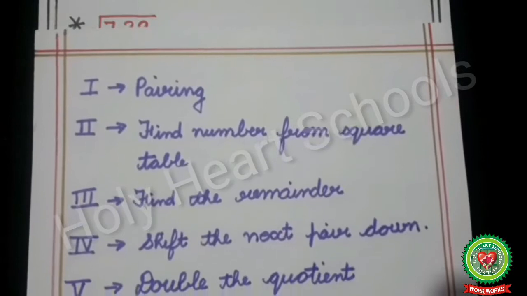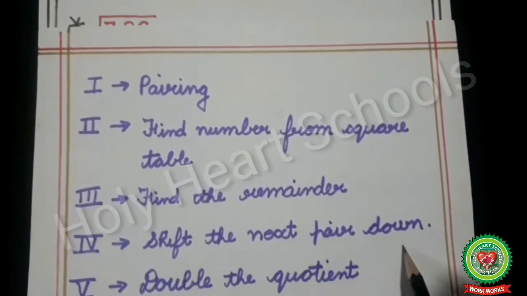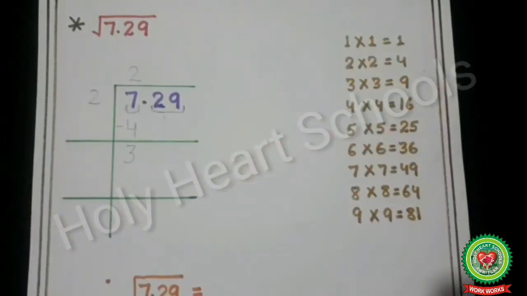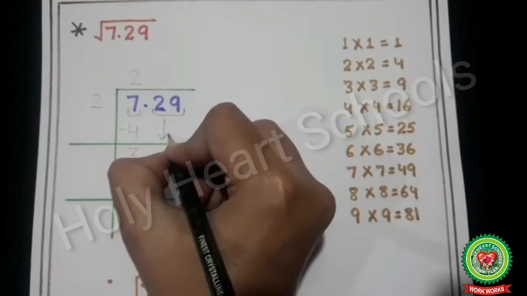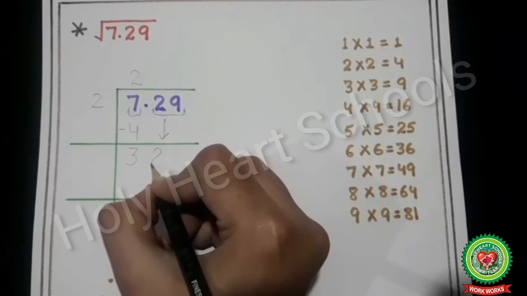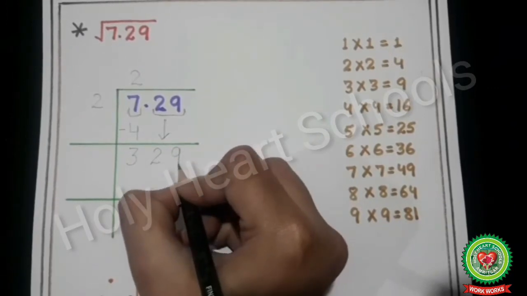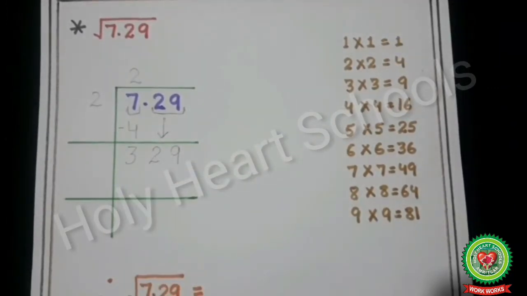Then our next step is shift the next pair down. So we will shift the next pair down like this and write down with remainder such that 329 comes out to be our new dividend.